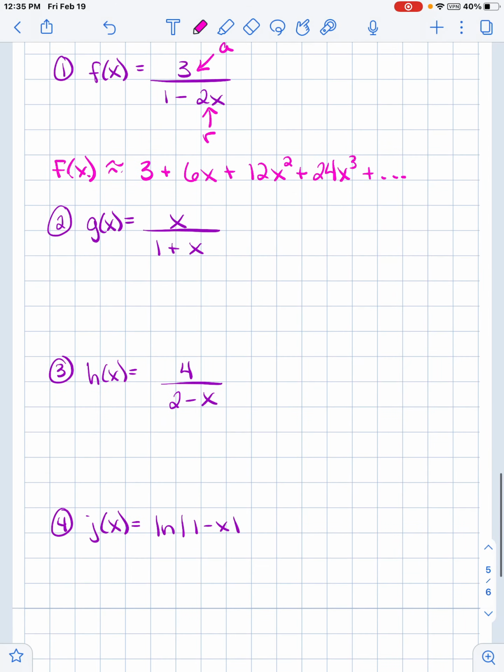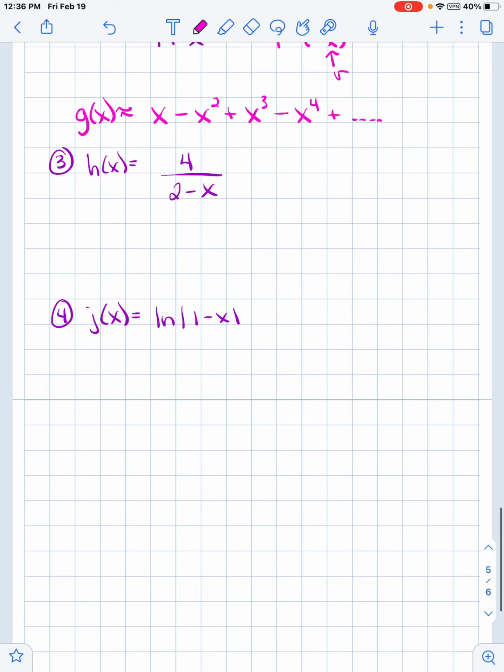Okay, on the second one, we need to do a little bit of rewriting first, because this isn't quite in the form of a over 1 minus r. So here's a, but this is 1 plus x. I'm going to write this as 1 minus r, like that. So now we know a, the first term, is x. We know r is negative x. So a polynomial that could be an approximation for this function is x minus x squared plus x cubed minus x to the fourth, and so on.